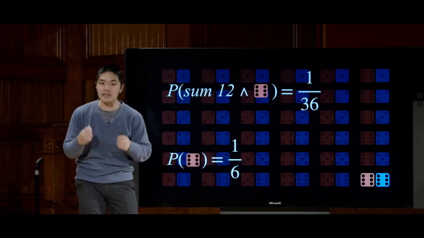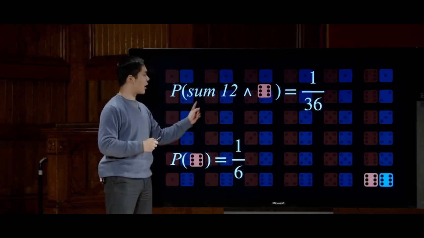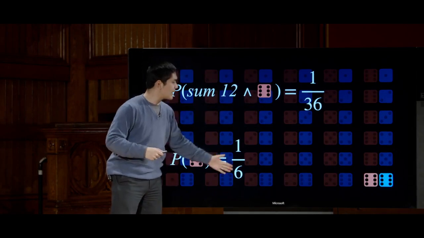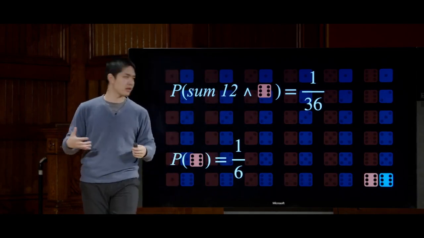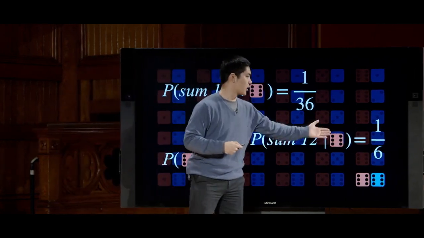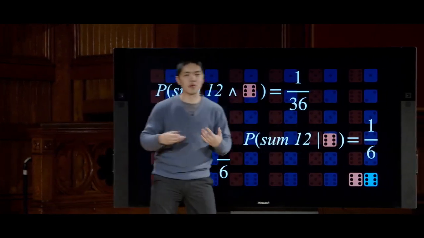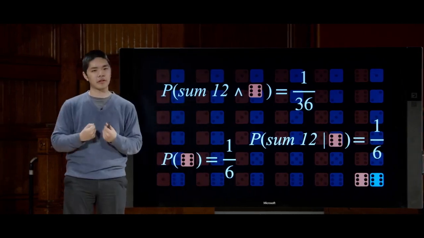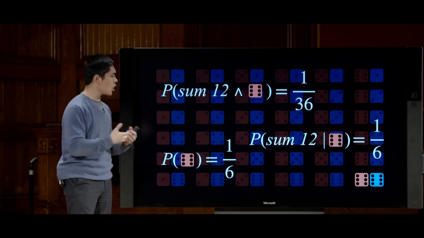And so to get the conditional probability that the sum is 12, given that I know that the red die is equal to 6, well, I just divide these two values together, and 1 over 36 divided by 1 over 6 gives us this probability of 1 over 6. Given that I know that the red die rolled a value of 6, the probability that the sum of the two dice is 12 is also 1 over 6.